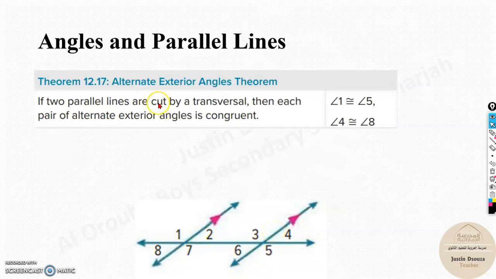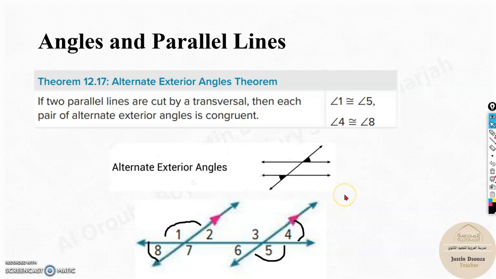Now the last one, I guess, is alternate exterior. Exterior means the outside angles. This is 1, this is 5. Exterior, outside angles are 1, 8, 4 and 5. Now what about this angle 4? It is exterior, it's congruent to 8. So these are congruent to each other.